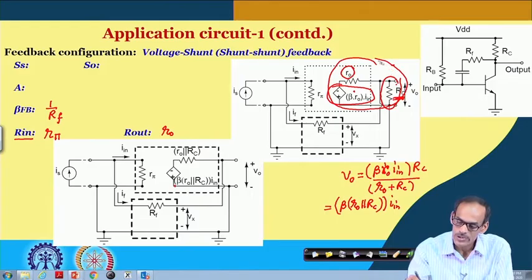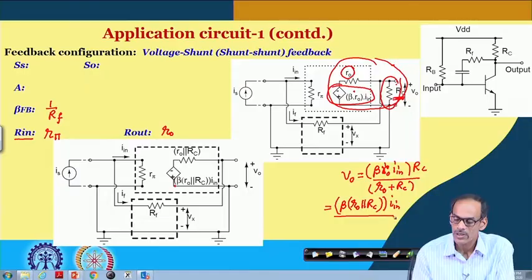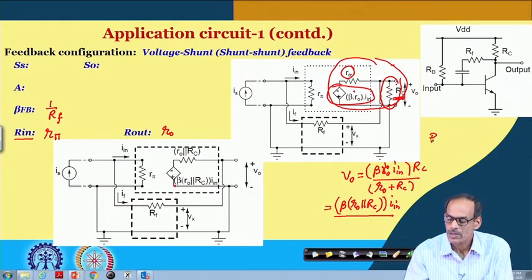So, this whole circuit can be represented by a Thevenin equivalent voltage source, where the Thevenin equivalent voltage is given here, and the Thevenin equivalent resistance, of course R t h, is R o in parallel with R c.